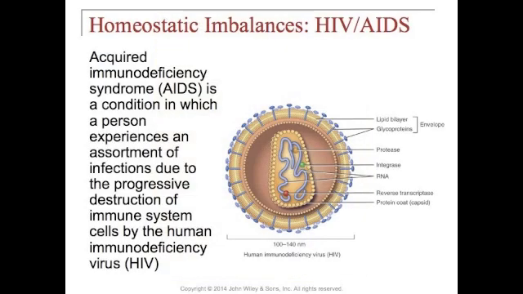Moving on to homeostatic imbalances, HIV/AIDS. Acquired immunodeficiency syndrome, AIDS, is a condition in which a person experiences an assortment of infections due to the progressive destruction of the immune system cells by the human immunodeficiency virus.